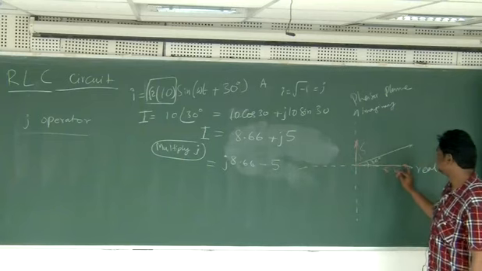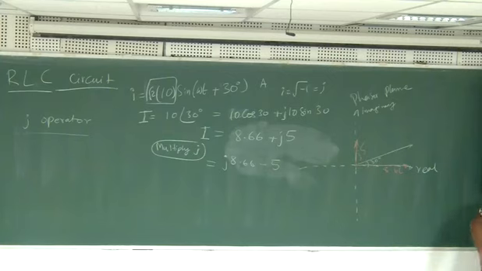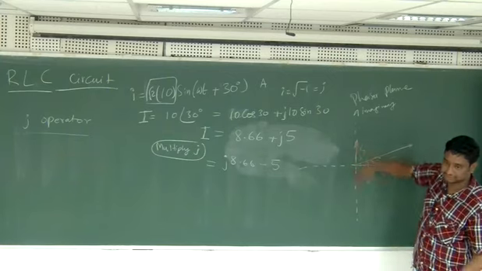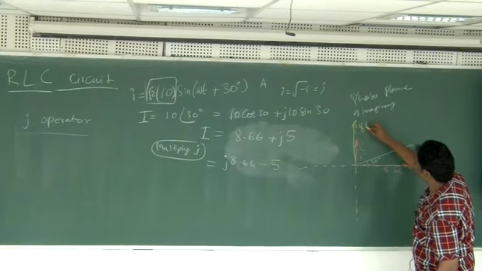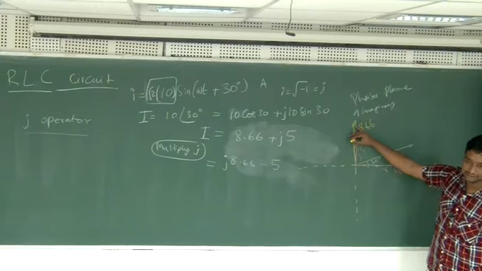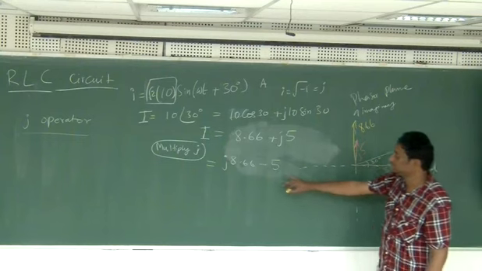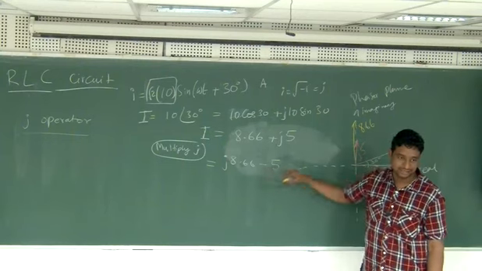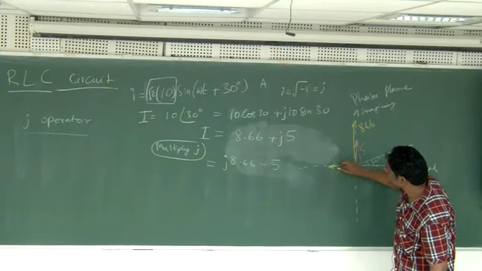Okay. Now what happened because of multiplication of J? So this 8.66, because of attachment of J, from this axis it will go to this axis. Okay. So it will become like this. So this is now 8.66. Okay, so this one rotated by 90 degrees. Similarly, this one rotated by 90 degrees, and also you can notice the minus sign, because it is in the minus x-axis direction. So this is minus 5.